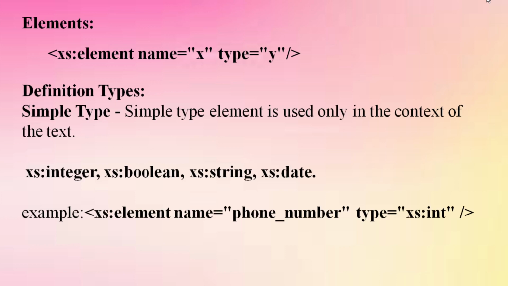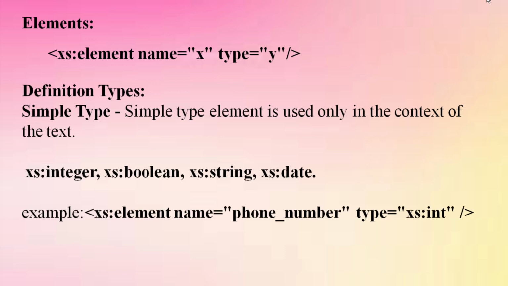Next, elements. As we know, elements are the building blocks of an XML document. An element can be defined within an XSD as follows: xs:element name equals X and type equals Y. Here the element name is X and the type has the value Y. Definition types: you can define XML schema elements in two ways. One is simple type and the other one is complex type.